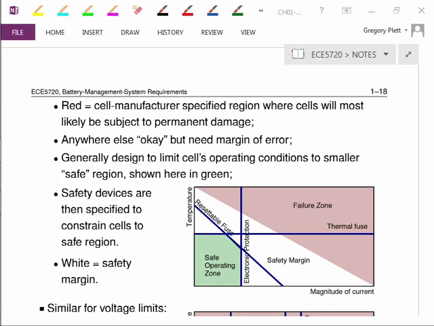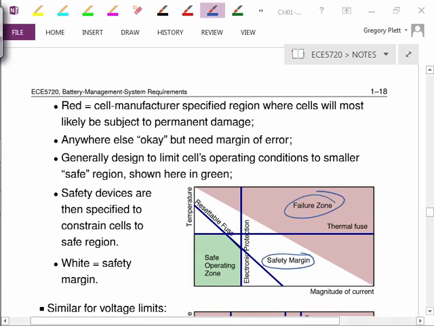So, to be somewhat conservative in the design, we don't simply say that the red is failure, everything else is okay. We have a safety margin. And so we have a failure zone here, but then a safety margin and a safe operating zone. So the green, I could actually operate outside of that operating zone. I could operate in the white area, the safety margin area, and I would be fine. But I choose to constrain the operating zone to give me this margin.